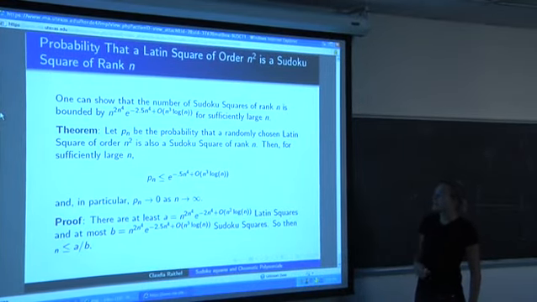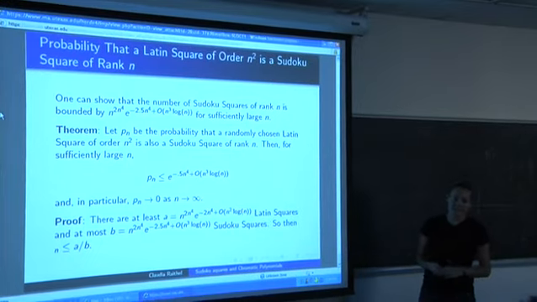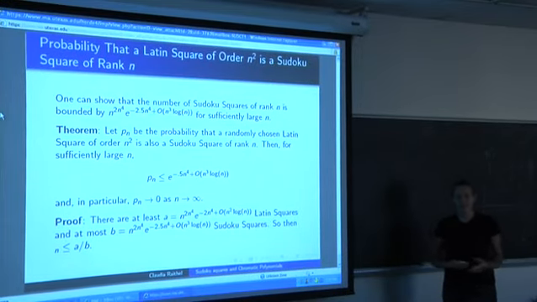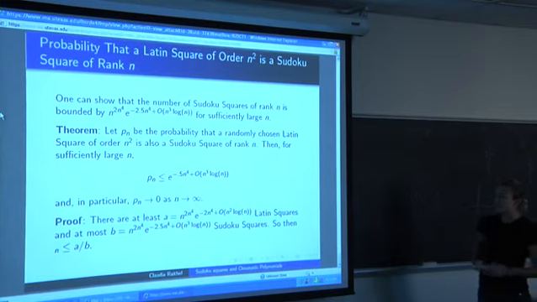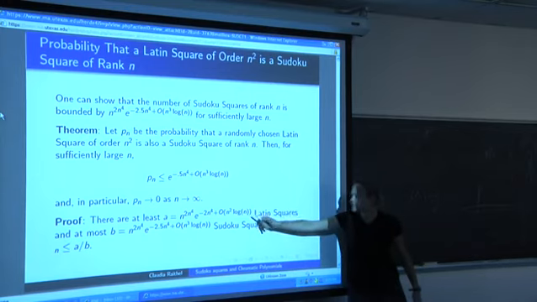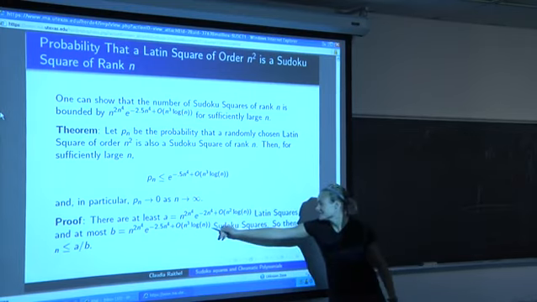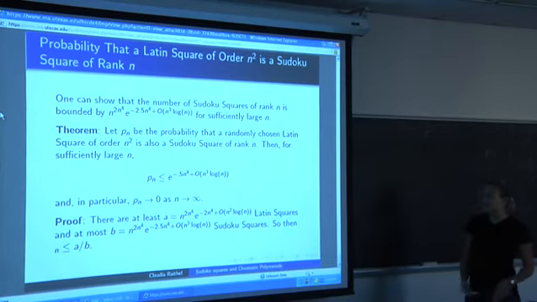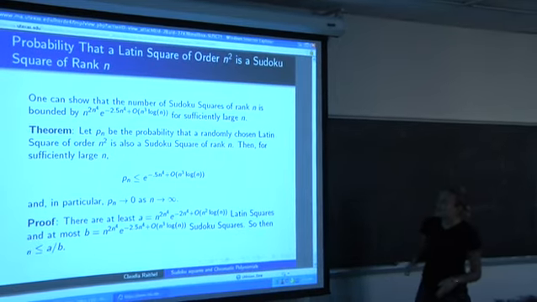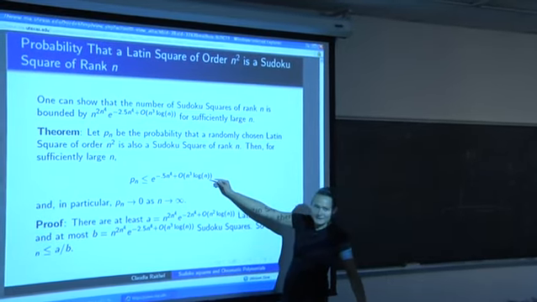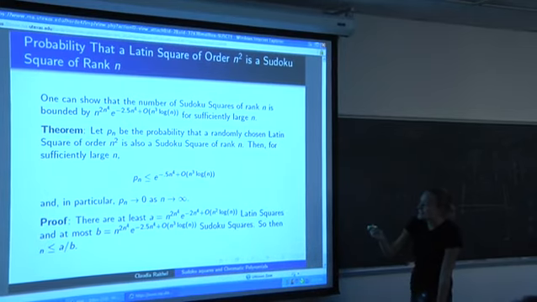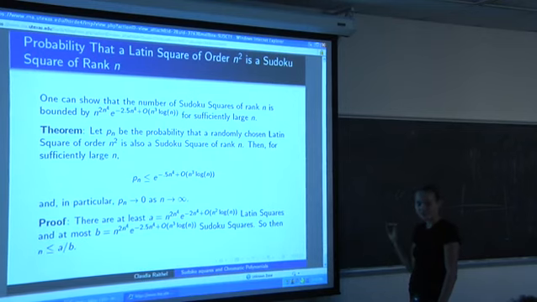Then we want to talk about the probability that a randomly chosen Latin square is actually a Sudoku square. We know that the number of Latin squares is at least a, where a is this. We know that the number of Sudoku squares is at most b, this. So the probability that a Latin square is a Sudoku square is going to be less than or equal to a divided by b, which corresponds exactly to this inequality. And you'll notice that as n goes to infinity, the probability that a Latin square is a Sudoku square actually goes to 0. And that's the end of my talk.